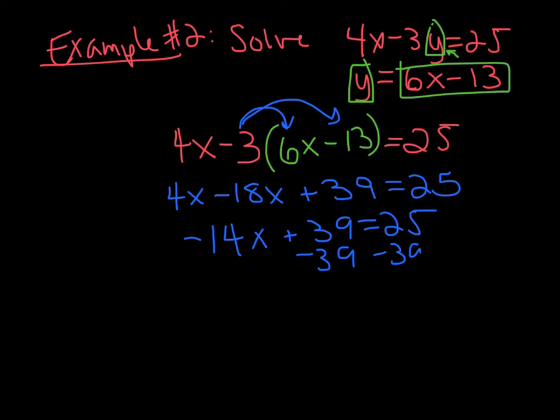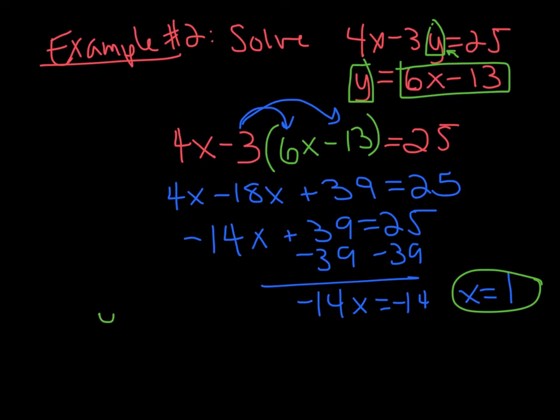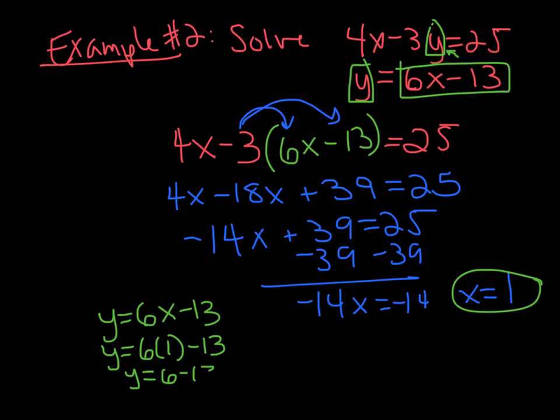If I keep on going, I'll get negative 14x equals negative 14. That gives me x equals 1. Now I'm going to take the x equals 1, substitute it into that other equation, the second equation, the one that I had solved for y. I get y equals 6 times 1 minus 13, or y equals 6 minus 13. That gives me the answer of y equals negative 7.